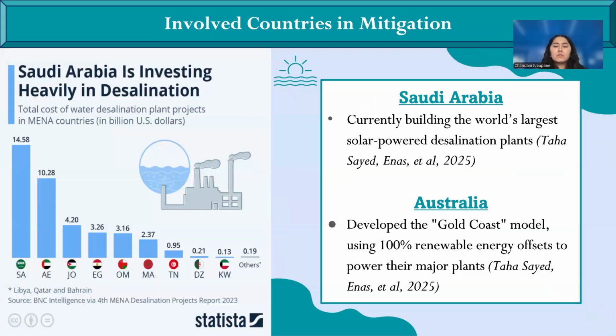Saudi Arabia remains the world leader in desalination investments, currently building the largest solar-powered plants on Earth. Australia is also offsetting their plants with 100% renewable energy.